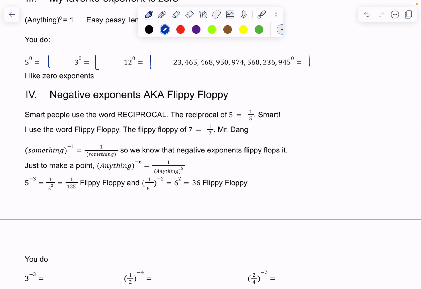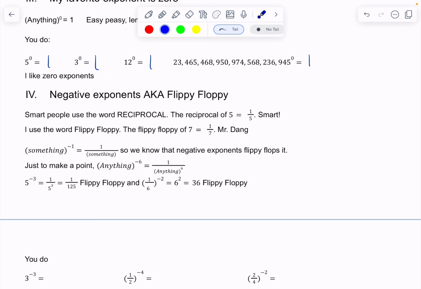Okay, negative exponents, or what Mr. Dang likes to call flippy-floppy. Smart people use the word reciprocal. Reciprocal is a very respectable word. It is when you switch the denominator and the numerator. Generally speaking, you can always remember that a whole number also can be written as whatever that is over 1. So 5 here is 5 over 1. And if you take the reciprocal and you flip it, you get 1 over 5. That's the smart way to do it. The reciprocal of 5 is 1/5.